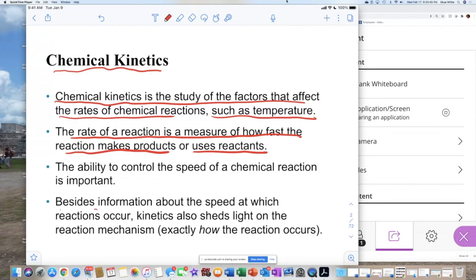We'll start this chapter by looking at both making products and using reactants. How fast is the chemical reaction making product, or how fast is it using reactant? We'll use both to measure the rate of the reaction. Towards the end of this chapter, we will focus on the reactants only because it makes it a lot easier to focus on just one thing. But in the beginning, you can focus on either the reactant being used or the products being made.